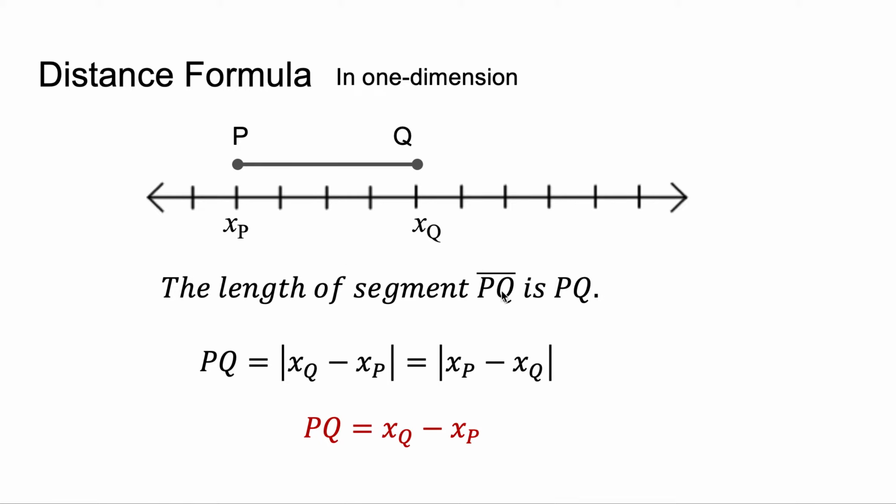Here's something that's really important, right? PQ with a line on top means line segment PQ. PQ just by itself is the length of that line segment. Please use correct notation.